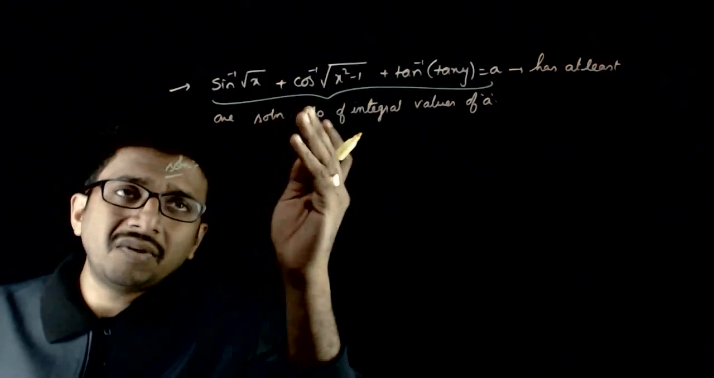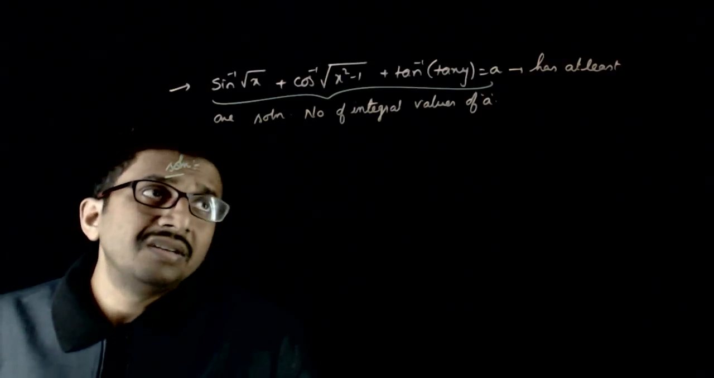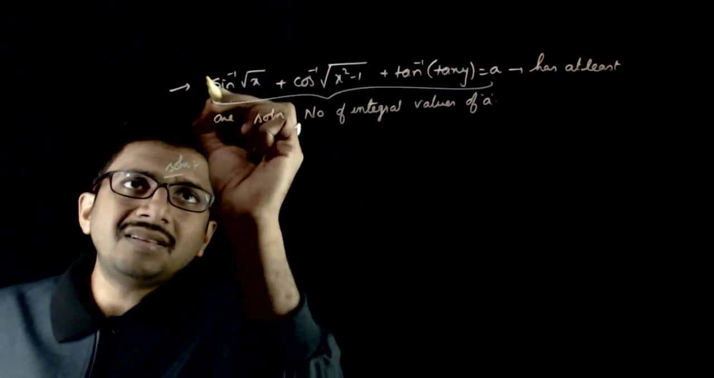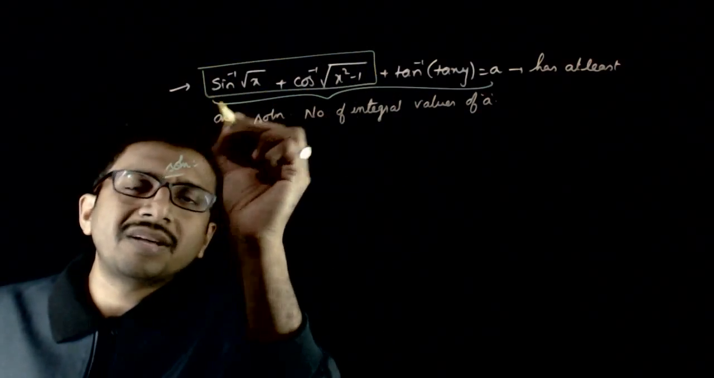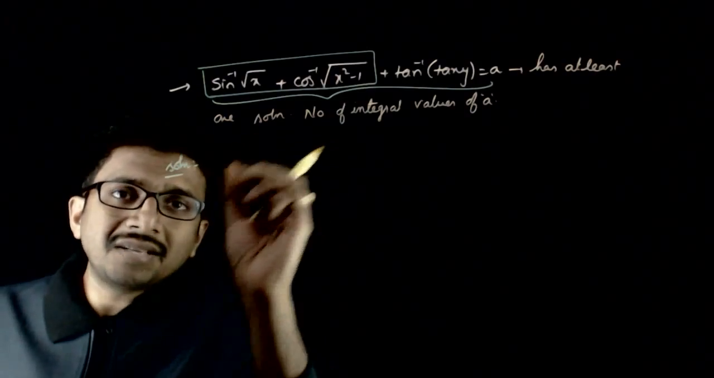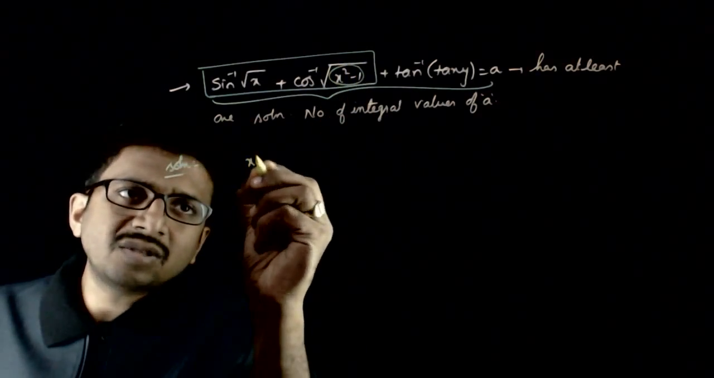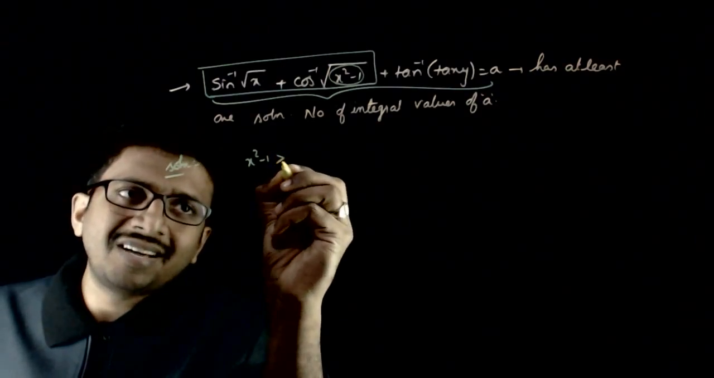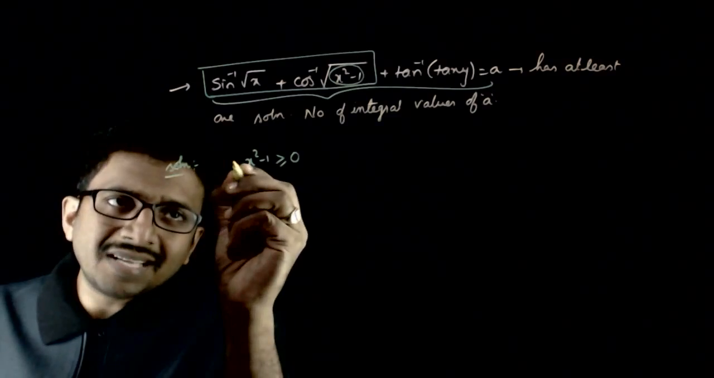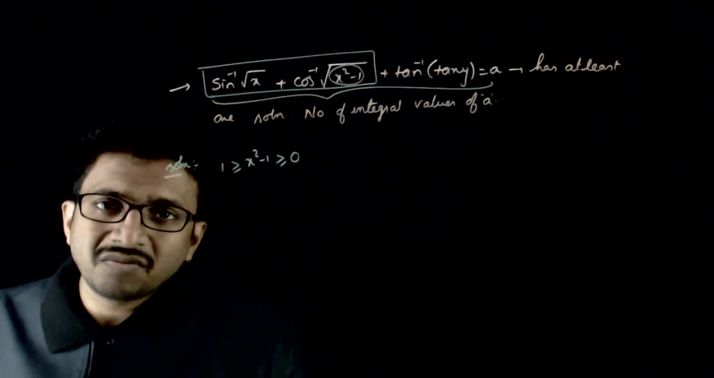So this is an equation in terms of both x and y. If this equation has to have a solution, what are the conditions that we have on x and y? As you can see, sine inverse x plus cos inverse of root of x square minus 1 is a special combination. If cos inverse of root of x square minus 1 has to be defined, x square minus 1 has to be greater than or equal to 0, and less than or equal to 1 also, because if this number is greater than 1, cos inverse will not be defined.